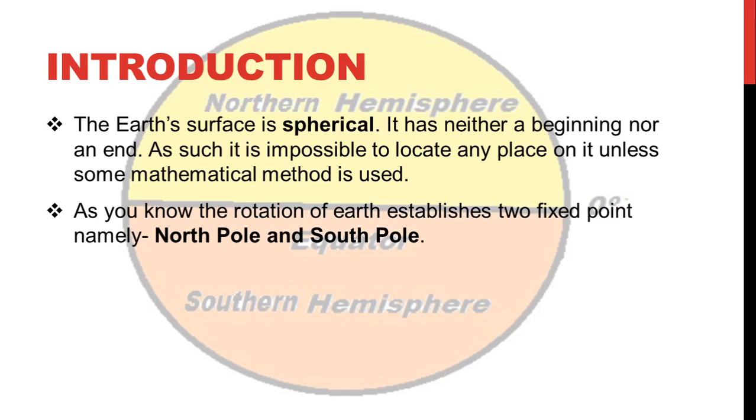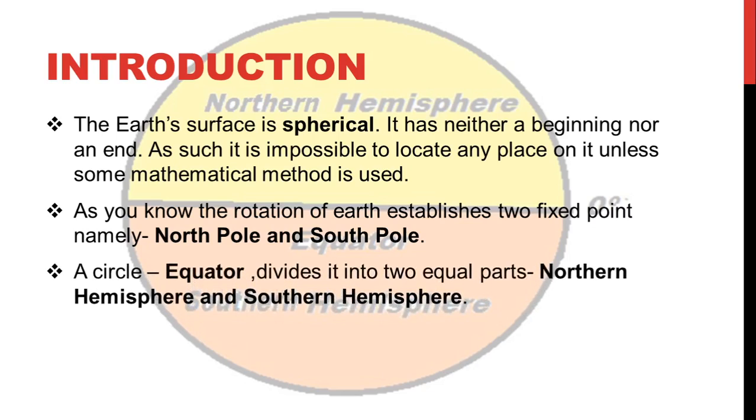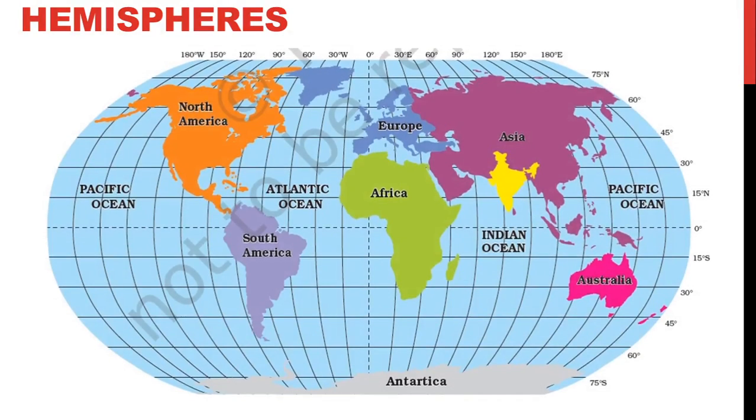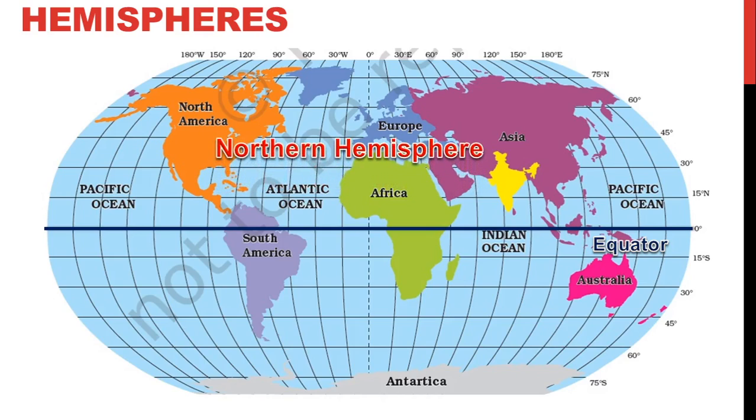As you know, the rotation of the Earth establishes two fixed points, namely North Pole and South Pole. A circle, the equator, divides it into two equal parts, Northern Hemisphere and Southern Hemisphere. Equator is named as 0 degree latitude. Look at the map. Equator divides the globe into two halves. Northern half is known as Northern Hemisphere and southern half is known as Southern Hemisphere.